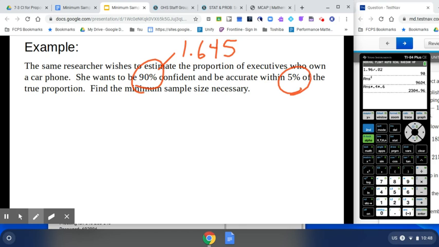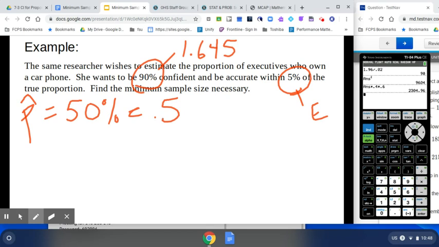We want to be accurate within 5%. That's the amount of error. Notice that this one does not give us an estimation for p hat. When that happens, guys, we are just going to pick 50%. Okay, so assume they're evenly split. So that would make p hat and q hat 50% or 0.5. Again, we do that anytime the estimate for the proportion is unknown.